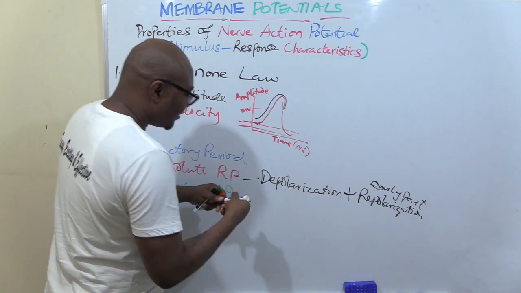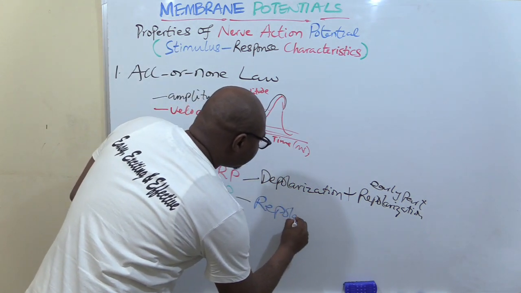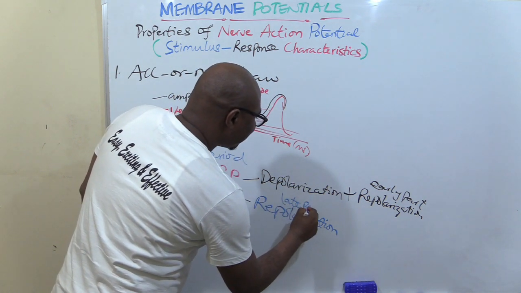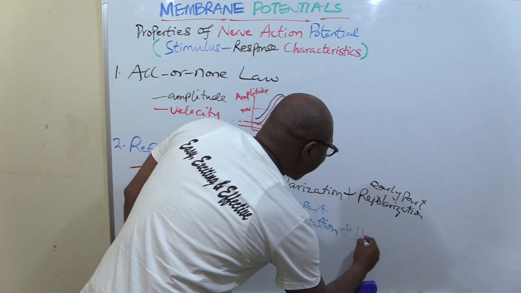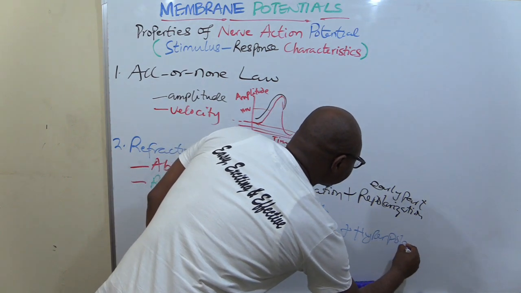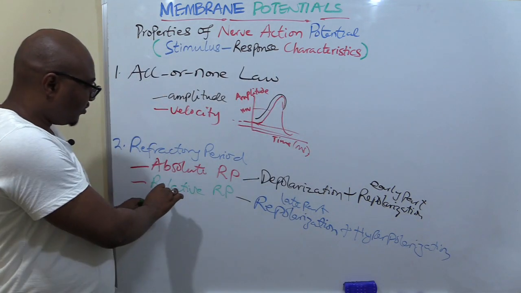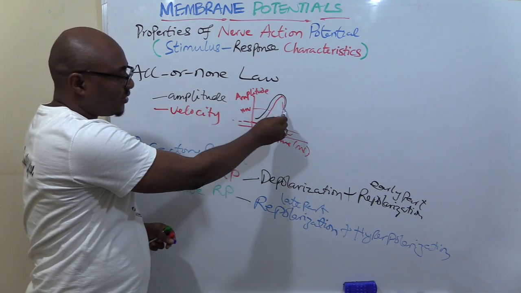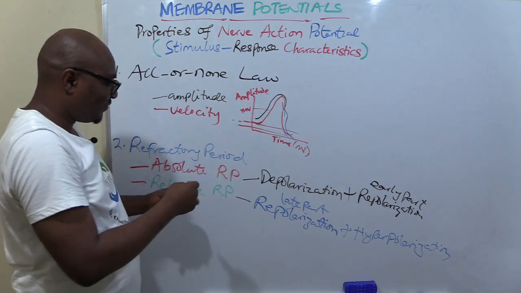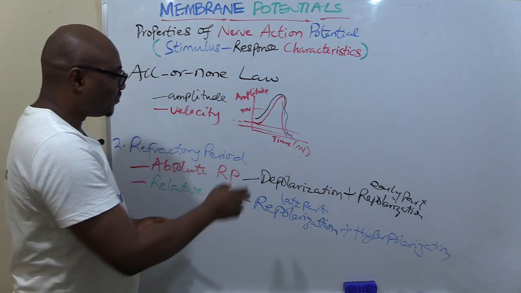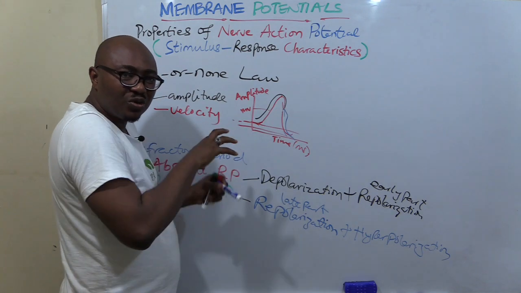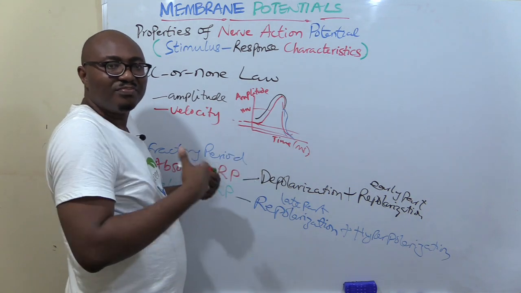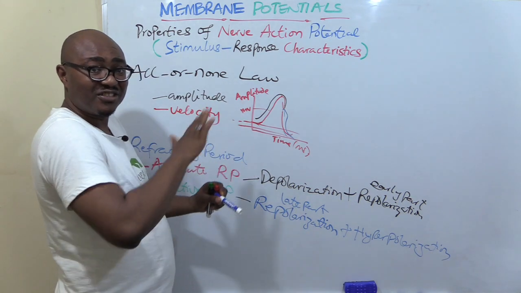So the relative refractory period is around repolarization, the later part of repolarization, plus hyperpolarization. That is the relative period, from the late part of repolarization to hyperpolarization. That period is due to the potassium efflux that happens around the repolarization side.